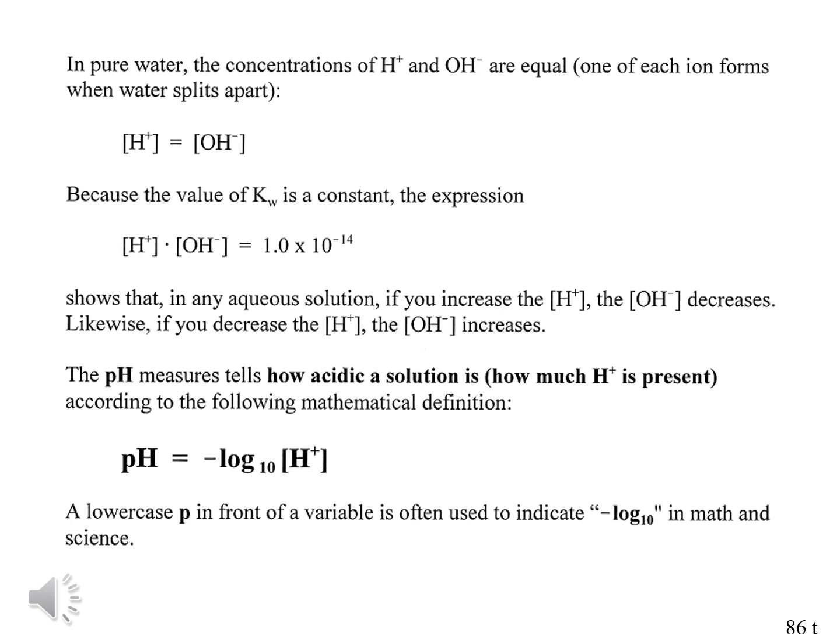Anytime you take minus the base 10 log of any variable in science, you can replace it with a lowercase p. There's also a pOH, minus the log of OH. There's a pKa, minus the log of Ka. In biochem, we have one called pI. It's minus the base 10 log of the ionization constant for a protein. This is a very common thing to do in math.